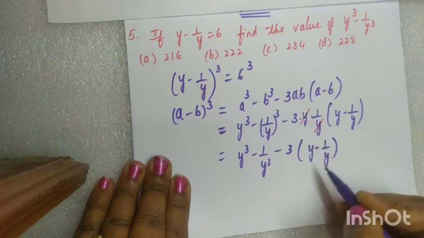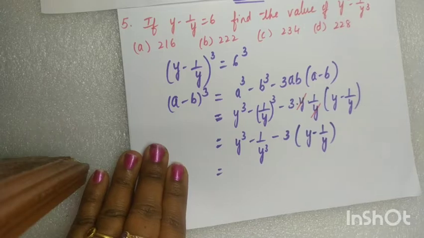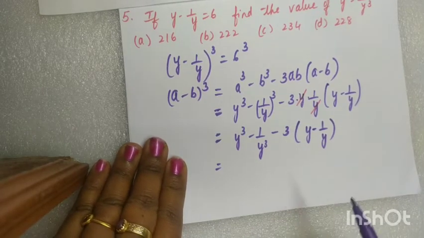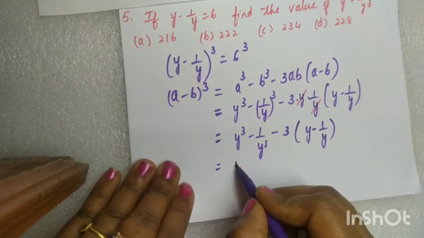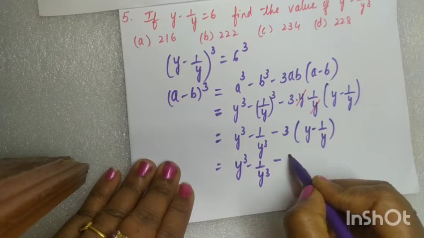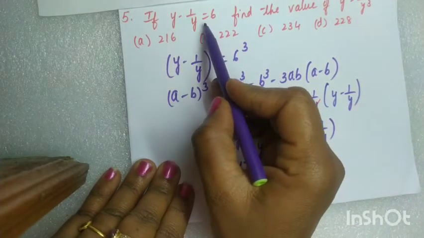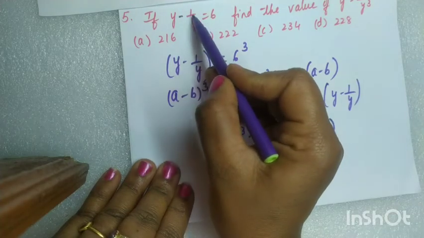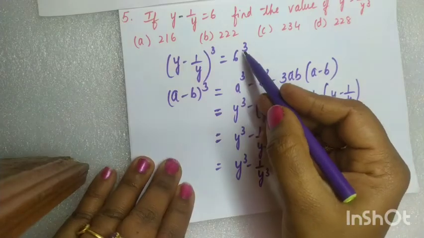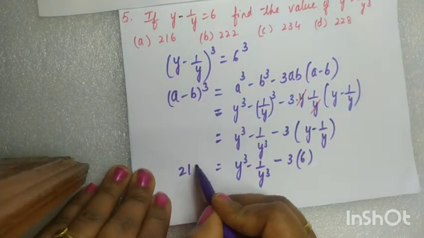So now we are left with 3 into y minus 1 by y. You should know the steps, so that you can solve it very quickly in the examinations, especially competitive exams. So y cube minus 1 by y cube as it is, minus 3 into y minus 1 by y, whose value is given in the question: y minus 1 by y is equal to 6. Now 6 cube, what is this? 6 into 6 into 6 is 216.